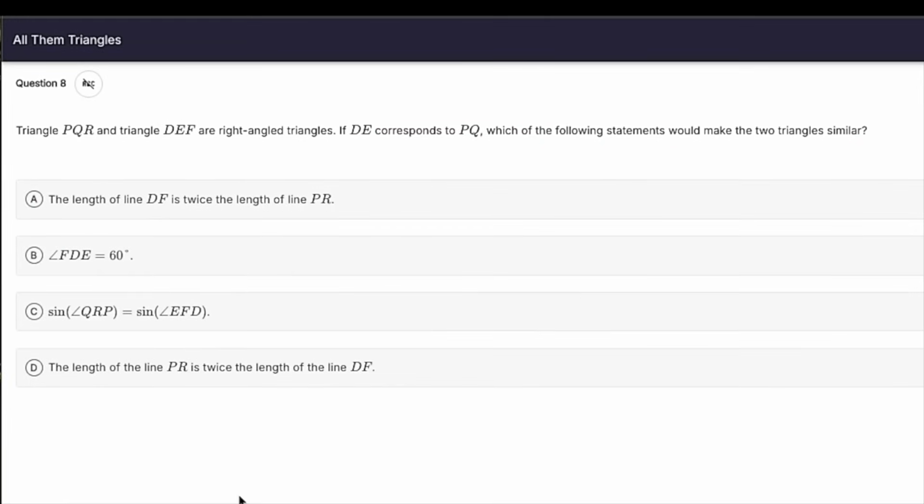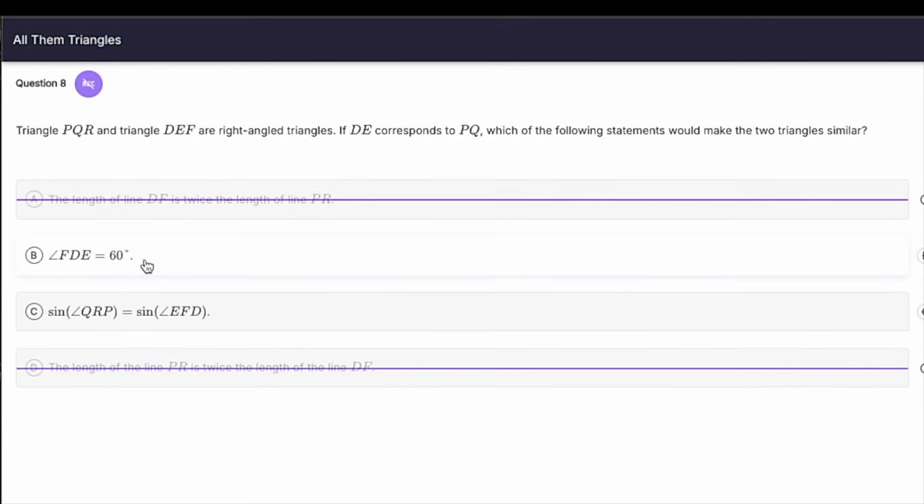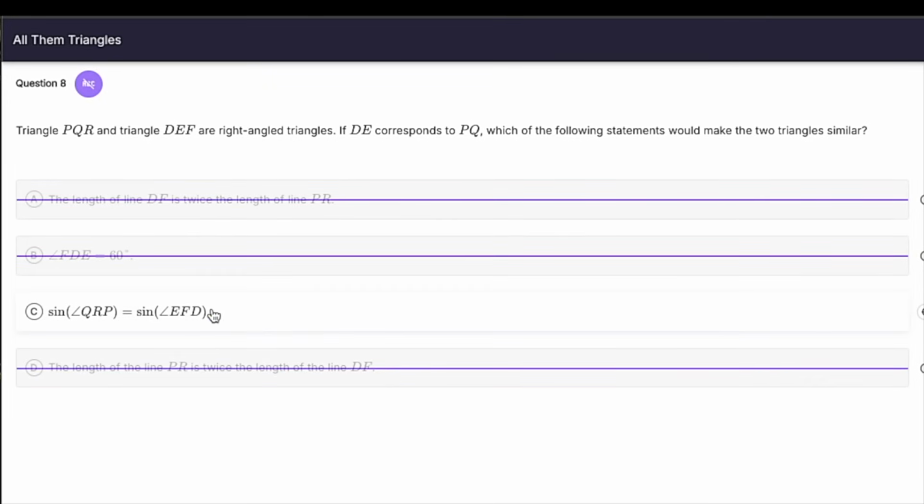All right, this is kind of a cool conceptual question where we're trying to figure out what would make the two triangles similar. So they're already telling us that they're right angled, so they share at least one angle, right? And DE is going to correspond to PQ. So the most helpful thing would be to just straight up tell us another angle, which I'm not seeing here. As far as the length of one line being twice the length of another, that's not necessarily going to prove that they're similar. If they were similar, we would have some sort of a proportional relationship, but choice A and D are going to be out. If they tell us just one angle, that's not going to work. So it has to be choice C by default.